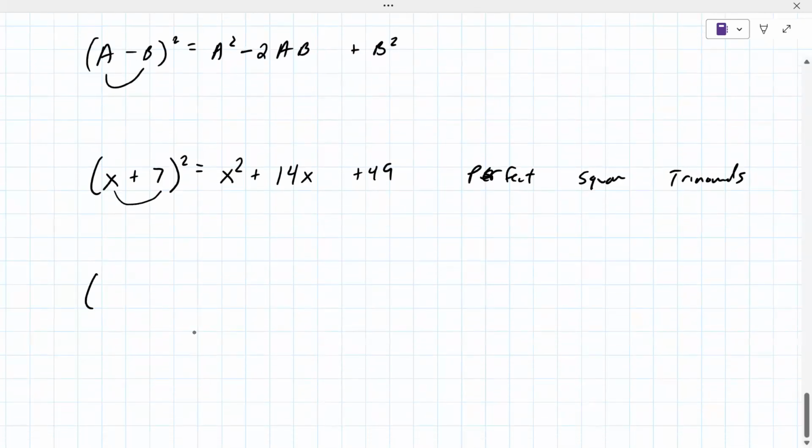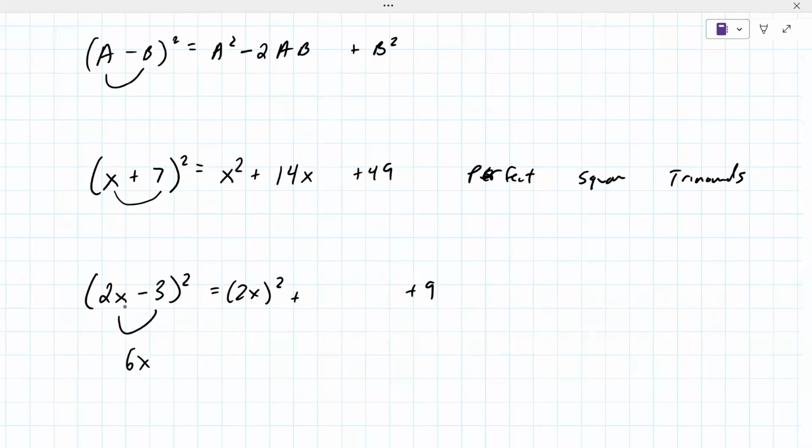Let's say it's something like 2x minus 3 squared. So this is now 2x squared plus 9. Then you take the 2x times the 3, that's 6x, and then you double it to get 12x, but it's actually negative here. It's negative 12x. You do have to square that first one.